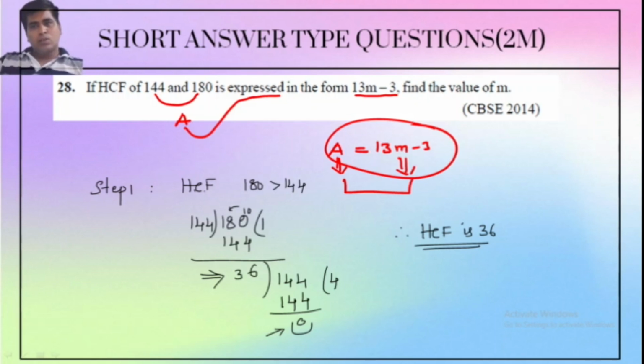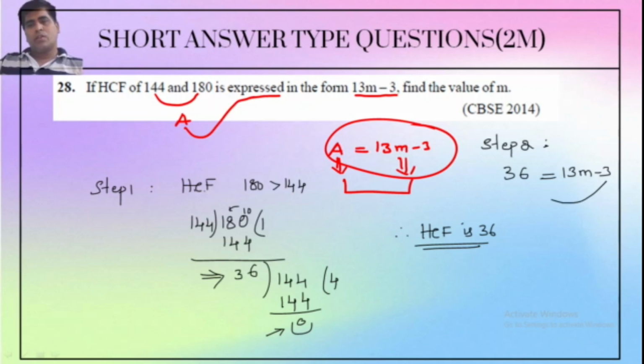Anyhow, this is a 2-mark question, and we already got 1 mark here. Next we are moving to step 2. Step 2 is very, very important, and it is very easy also. This 36, whatever I got as the HCF, I have to equate to this expression, 13m minus 3. Why do we have to equate? He has clearly given that the HCF of these two numbers is expressed in the form of 13m minus 3. So we have to equate these two values.